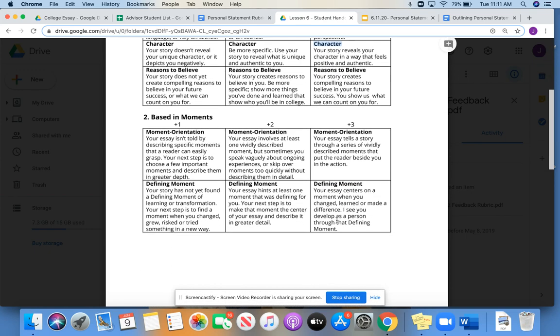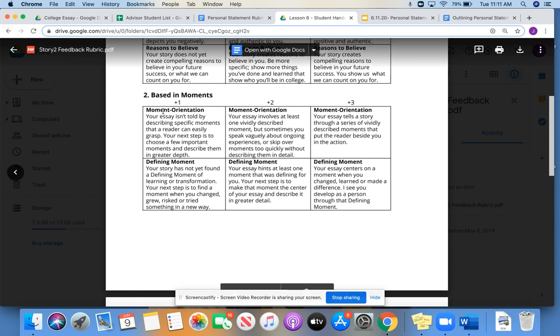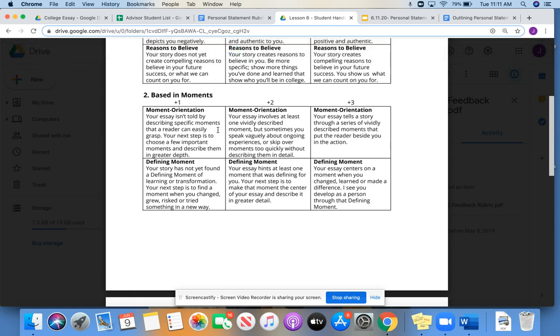Then the next part of the rubric is based in moments. All right. In this part, the most successful essays go deep into a few detailed moments. You don't want to be very general when you're doing your college essay and talk about just experiences. You want to have specific moments that you are talking about. So if we think about the Snack Shack, right? They have a few specific moments he talks about. He talks about his job interview. He talks about an interaction with a customer trying to get papers from him. He talks about being robbed. So he talks about a few defining moments that really show who he is.